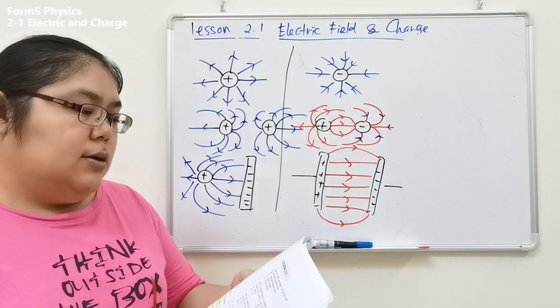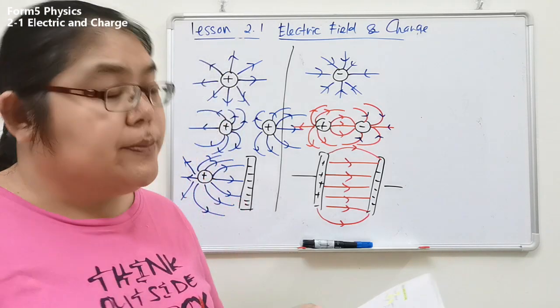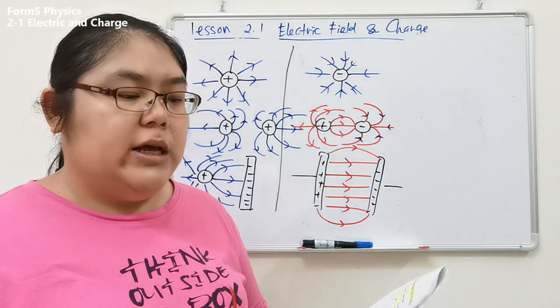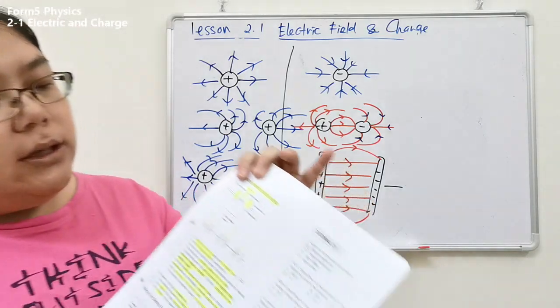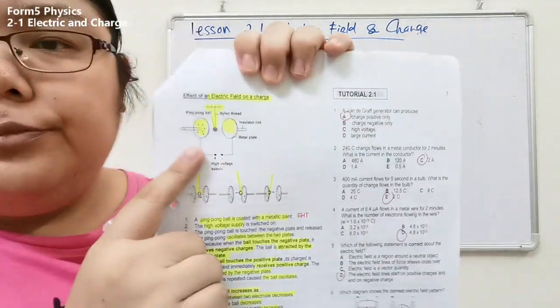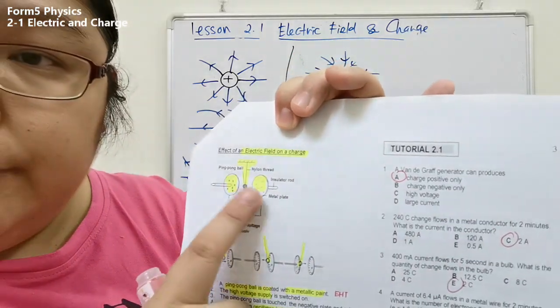Okay. Then we got another activity. They want to find out what happens to the electric field of the charge. Okay, this one, you see the diagram. I'd like you to see clearly. Oh, we got two plates.